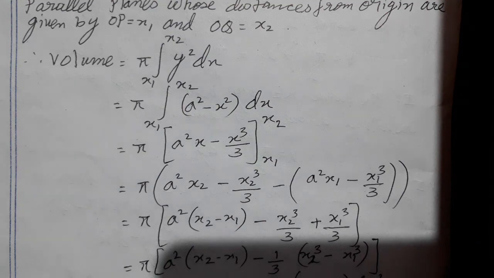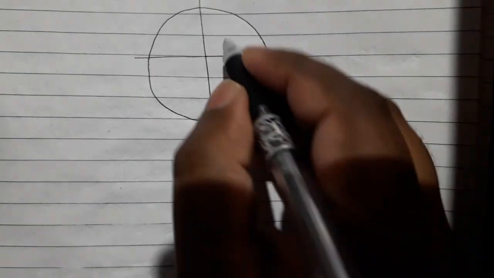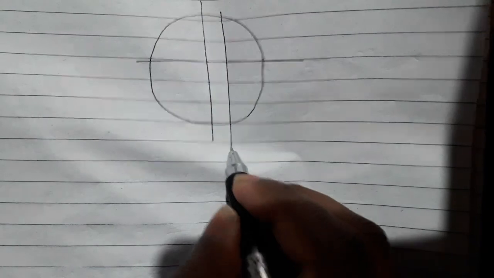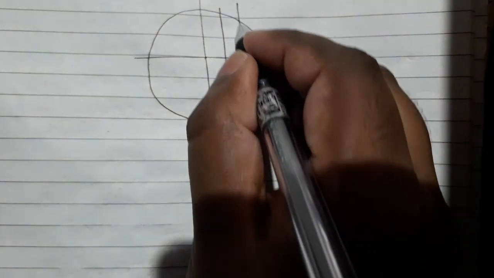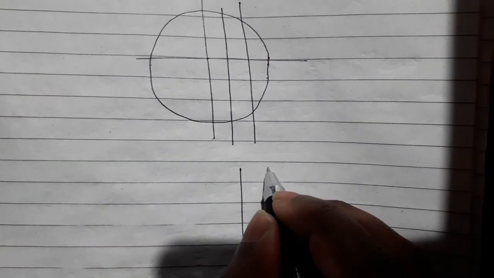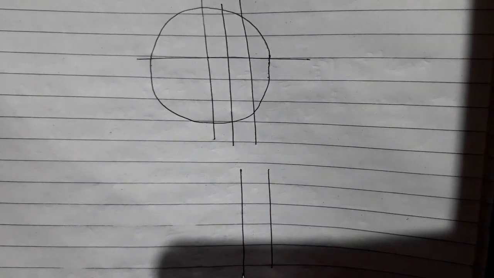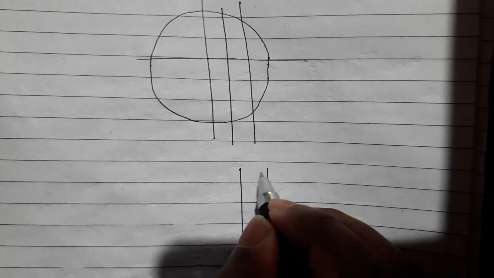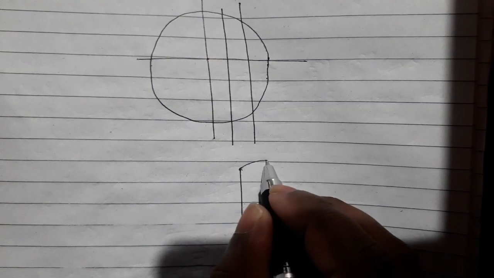If you look at this diagram, this is my circle. I take two planes; this is OP, and this I take as OQ. So what figure are we getting here? We are getting a figure of this type. First of all, we try to find the volume of this figure.